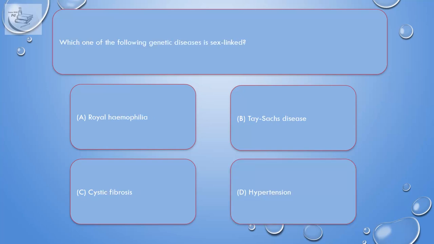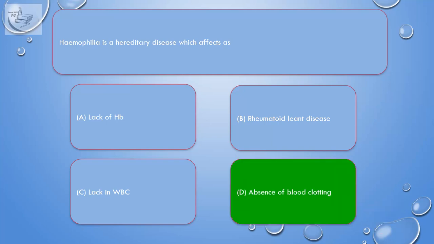Question: Which one of the following genetic diseases is sex-linked? A. royal hemophilia, B. Tay-Sachs disease, C. cystic fibrosis, D. hypertension. Correct answer is A. royal hemophilia. Question: Hemophilia is a hereditary disease which affects as A. lack of Hb, B. rheumatoid lent disease, C. lack in WBC, D. absence of blood clotting. Correct answer is D. absence of blood clotting.